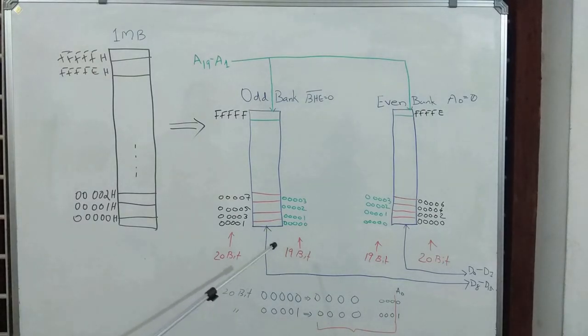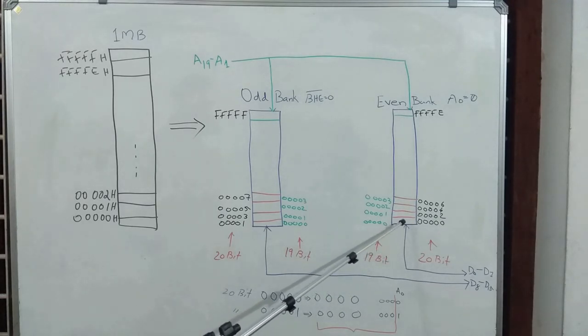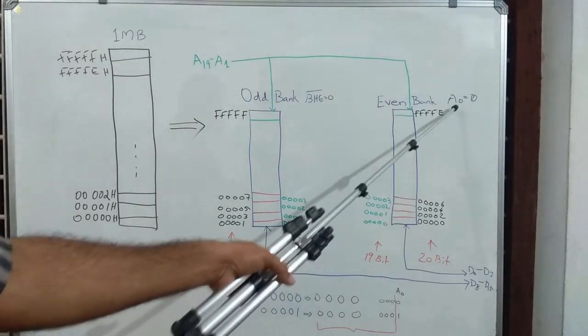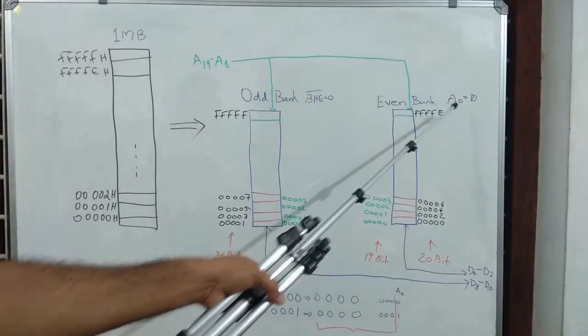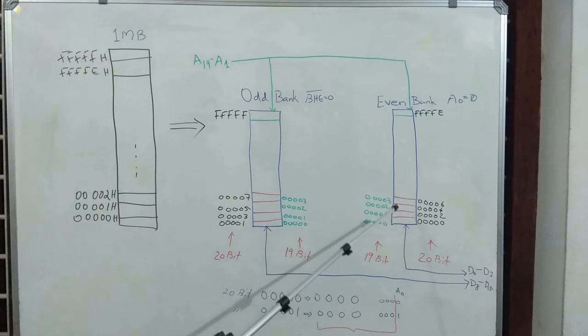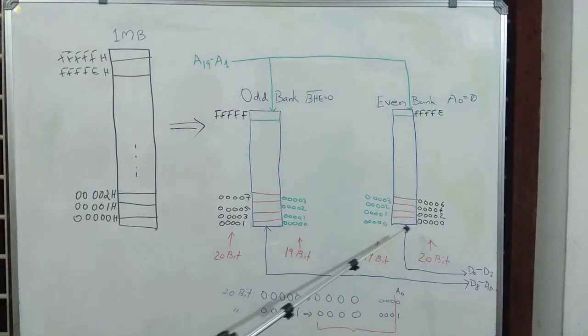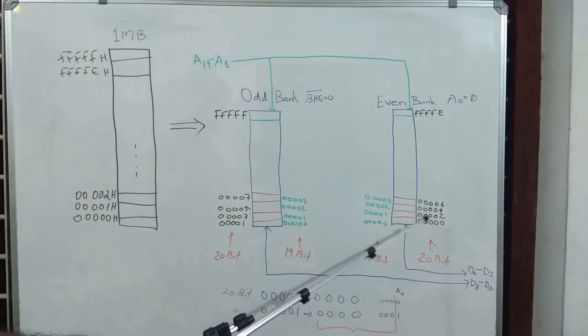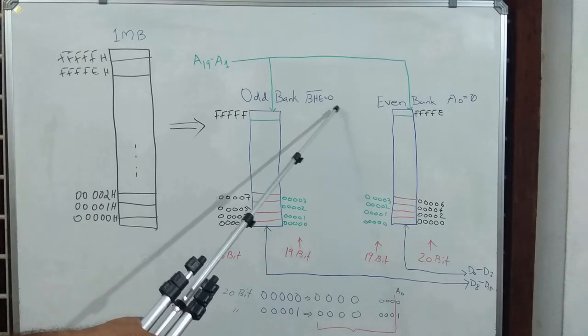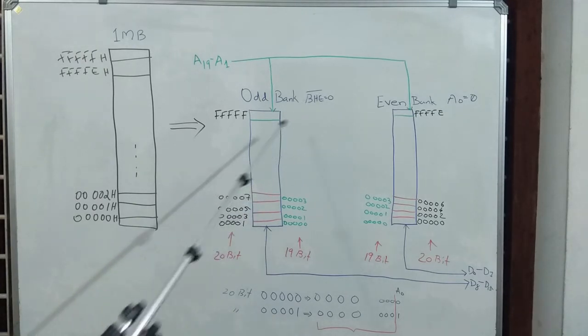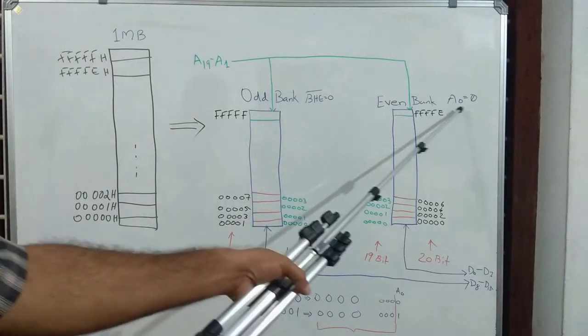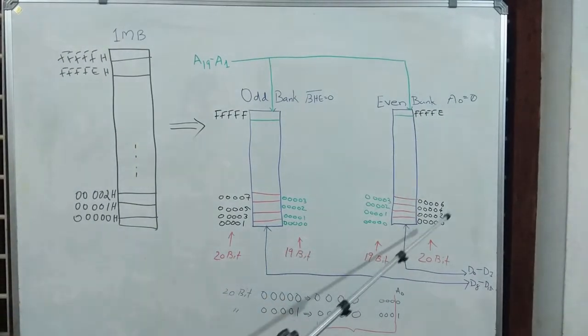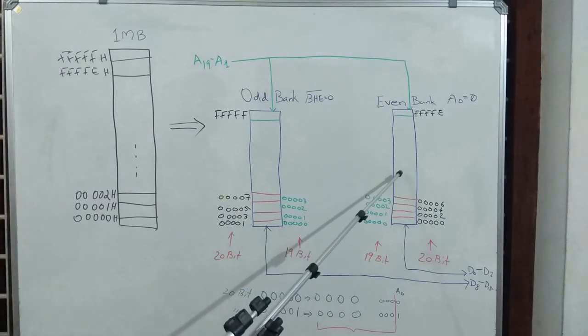If the microprocessor wants to read an even address byte, it will put the even address on the address lines. See, for every even address, the A0 bit is 0. When A0 is 0, this bank will be enabled. So the microprocessor will put the even address on the address lines and will make BHE bar equal to 1. When BHE bar equals 1, this bank will be disabled. Since the A0 bit of an even address is 0, this bank will be enabled.